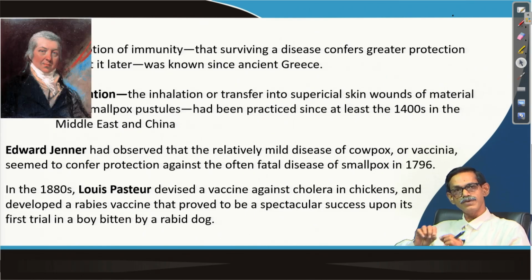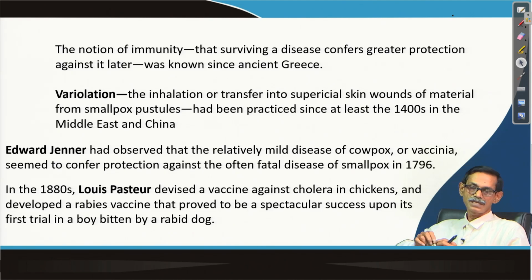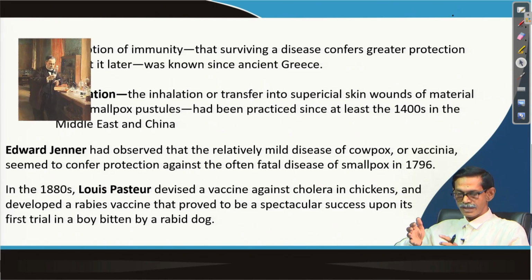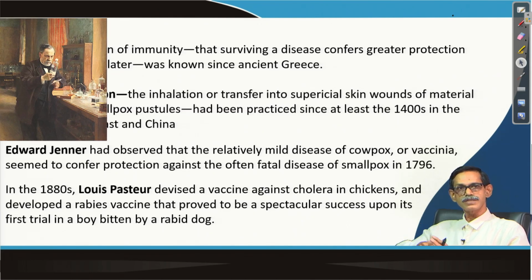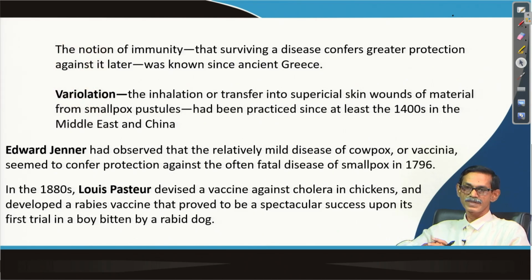Edward Jenner knew all this, and what he observed was that the relatively mild disease cowpox, or vaccinia, seemed to confer protection against the even more fatal disease, smallpox. Many of you may know the story of how he discovered the vaccine against smallpox, and he is the person who named this technique vaccine, and we still use the same term. In 1880, Louis Pasteur devised a vaccine against cholera in chickens, and most interestingly, he also developed a rabies vaccine that proved to be a spectacular success upon a first trial in a boy bitten by a rabid dog, and we are still using this vaccine today.